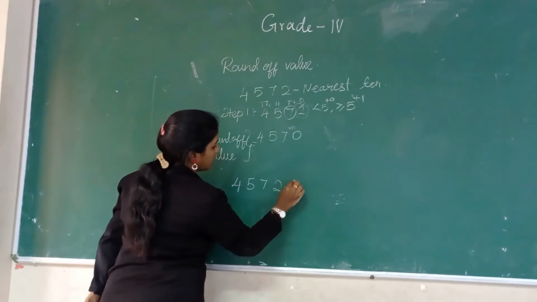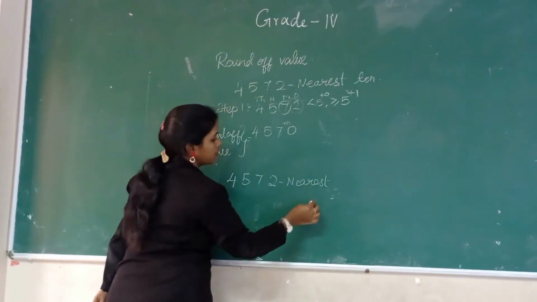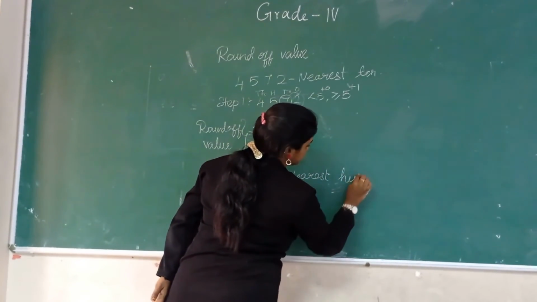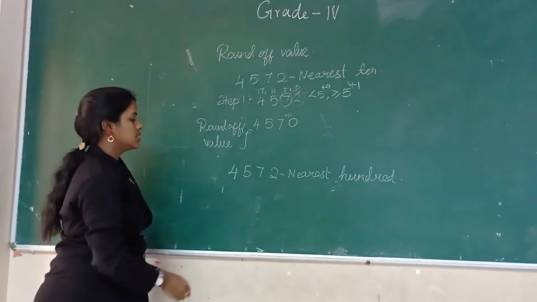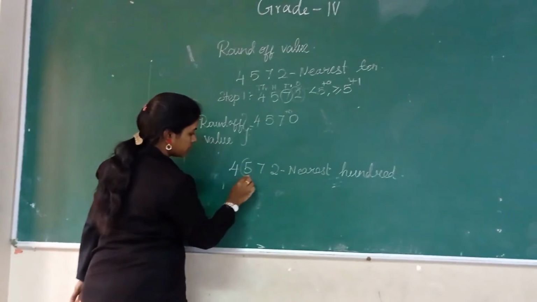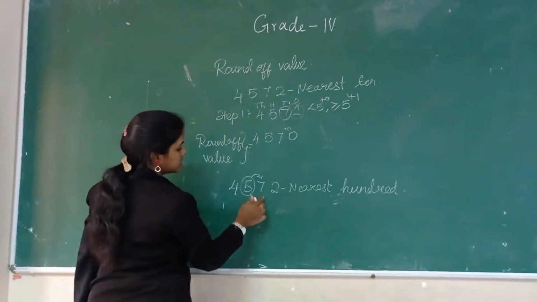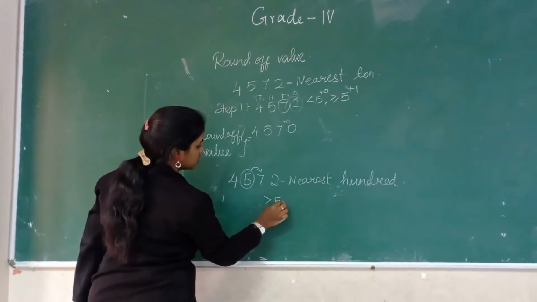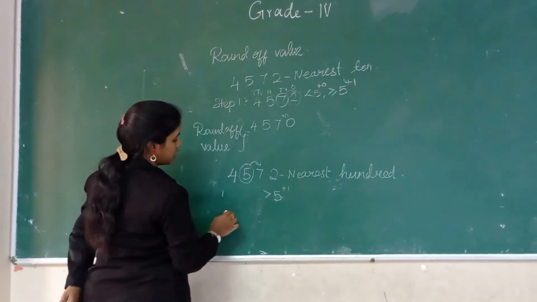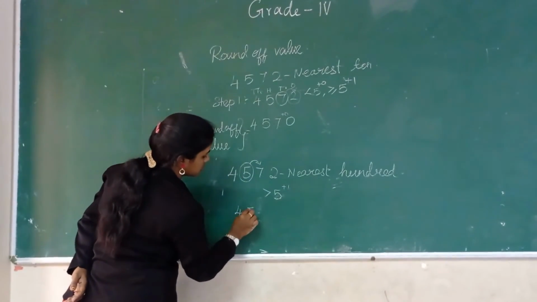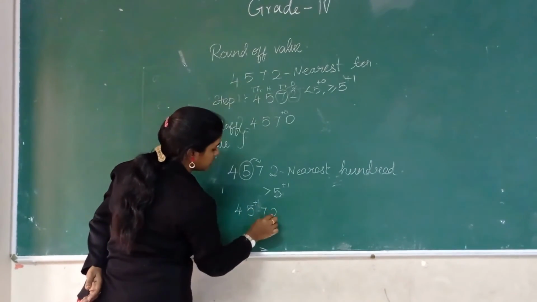4572. I am going to round this off to the nearest 100. Since it is 100, I have circled the 100. Then I have to see the next digit, 7. The 7 is greater than 5. So I have to add 1 along with the 100.